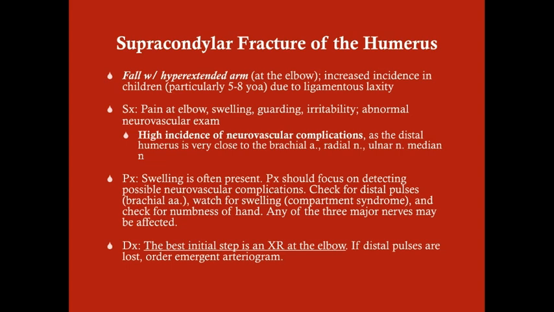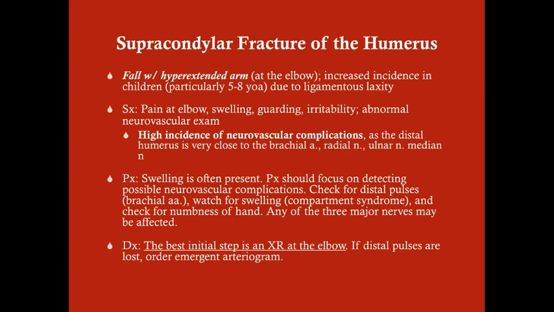So we want to check the distal pulses, and we want to make sure in this case that we check both the radial pulses and the ulnar pulses, because you may have damage to the radial artery but not the ulnar artery, or vice versa. Unlike the more proximal injuries to the humerus, where because you only have the brachial artery up there, if you have damage there, you would always have reduced pulses at both the ulnar and the radial artery. Here, it could be one and not the other. So you want to make sure that you're checking both.